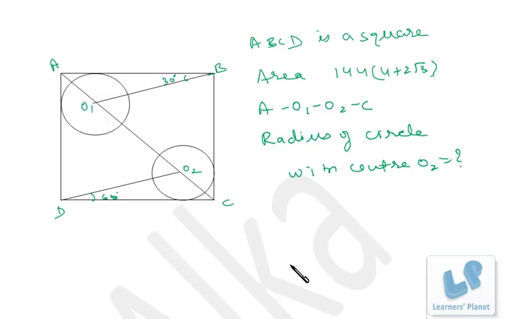Now friends, let's take this problem, a complicated, dangerous diagram. ABCD is a square, and the area of the square is 144 into 4 plus 2 root 3. The area is also dangerous. A, O1, O2 and C are on a straight line where AC is a diameter. We have to find the radius of the circle with center O2. This angle is given to us as 60 degrees and this is 30 degrees.